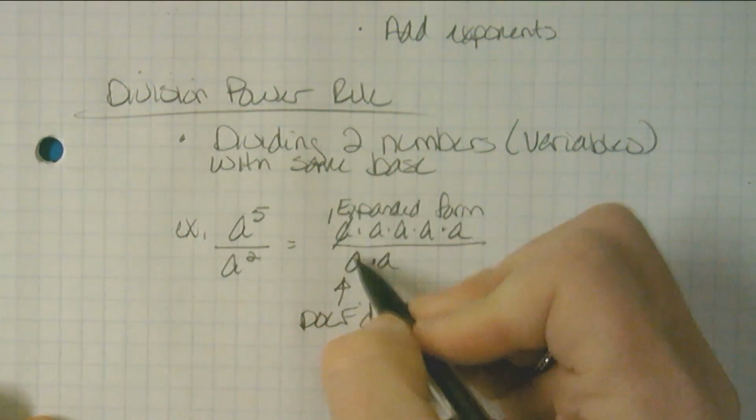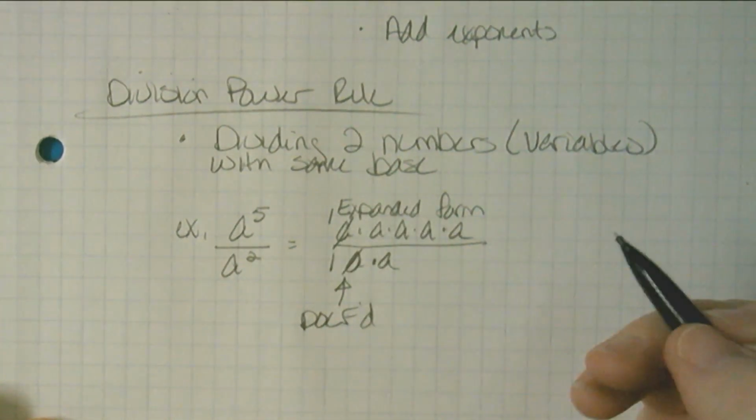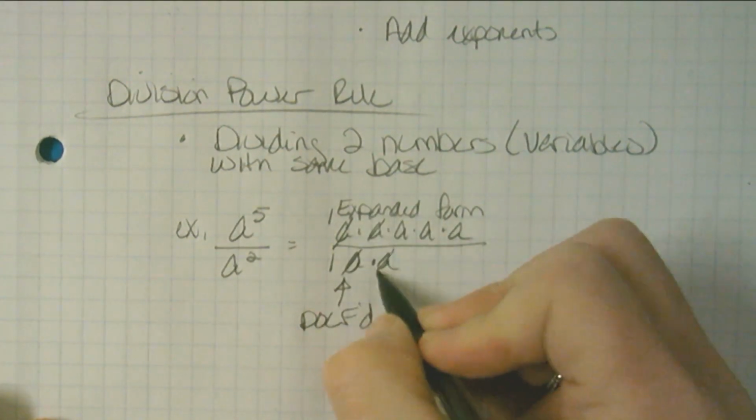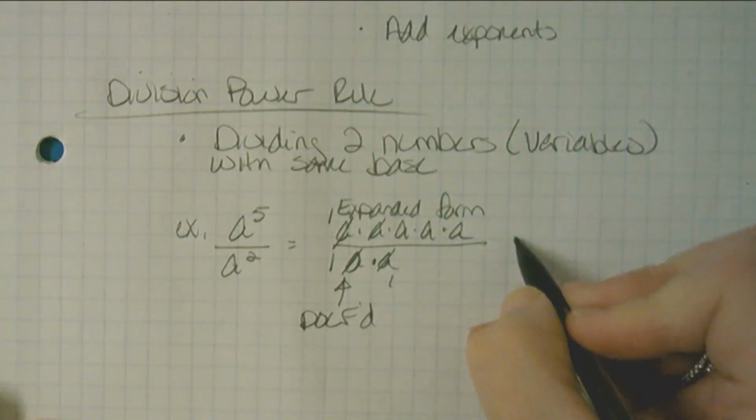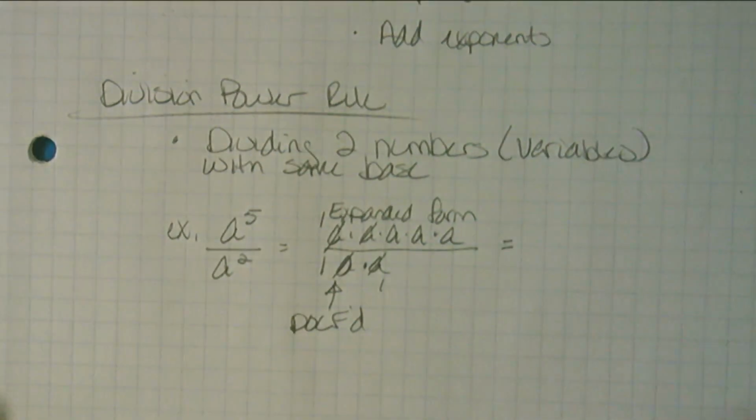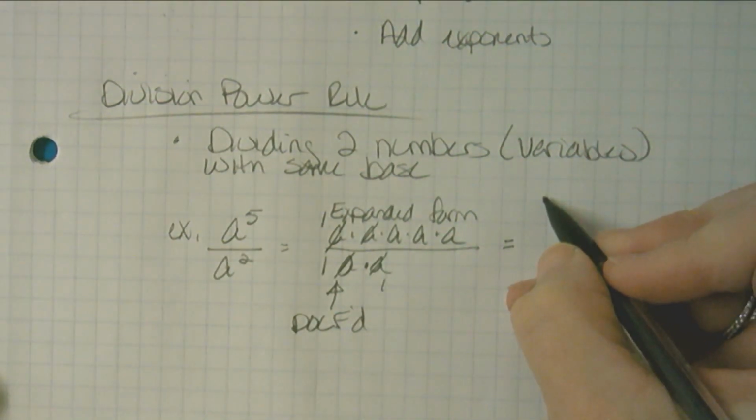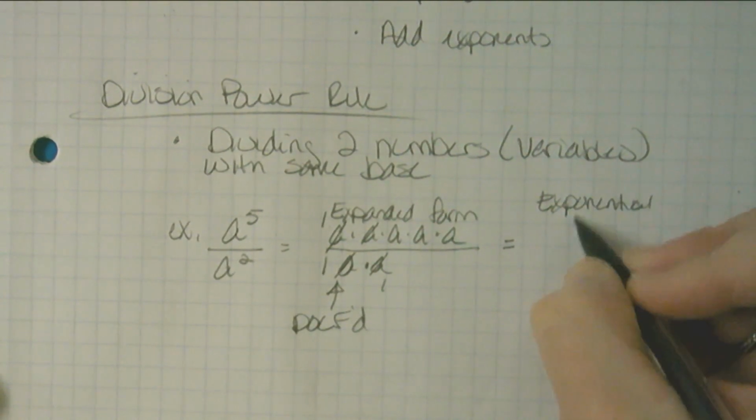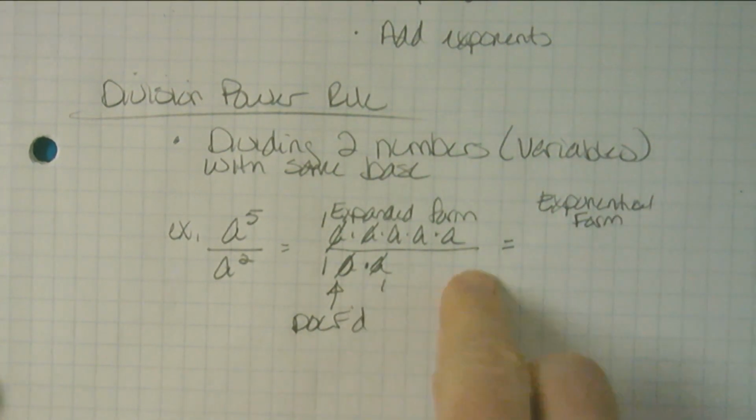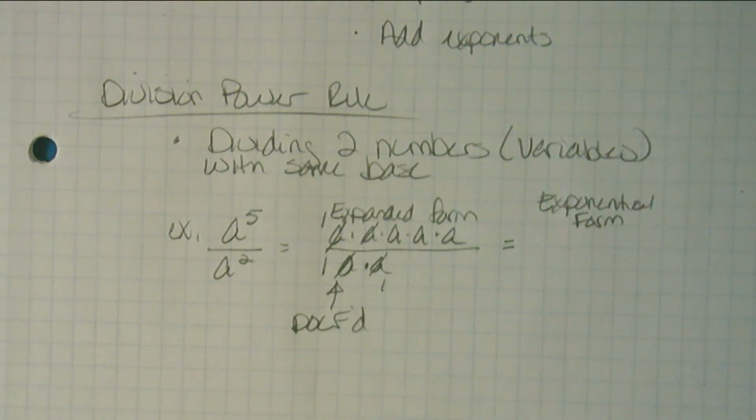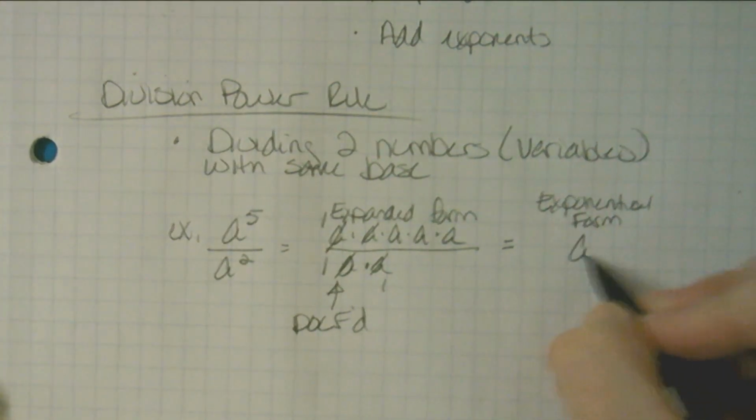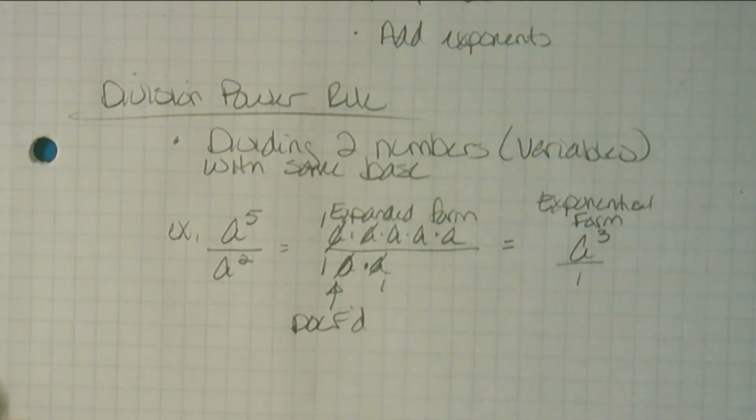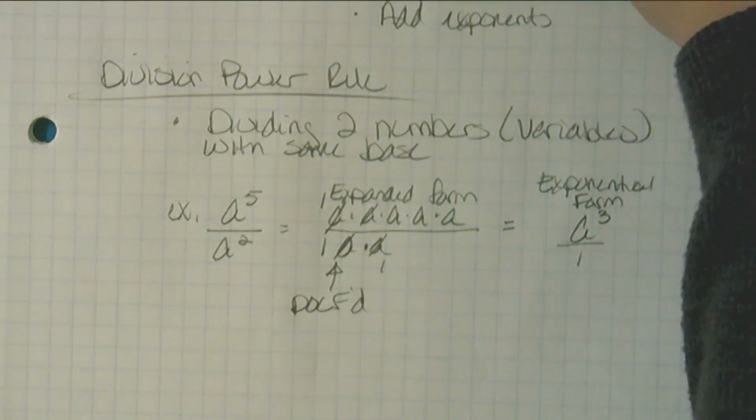I can divide out an a from the numerator and the denominator. I can divide out another a from the numerator and the denominator. How can I write what's left using an exponent, in exponential form? Amanda? A to the 3rd over 1. And we can drop the over 1, but I like that you said a to the 3rd over 1.